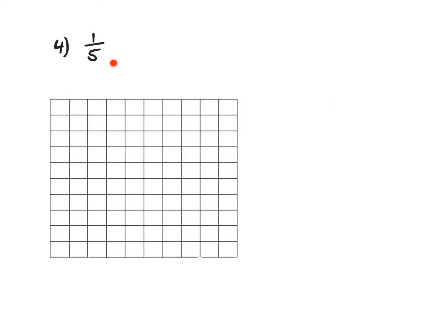Alright, well here's another one for you to do. I want you to convert 1/5 to a percentage. Remember what we did, making 1/5 an equivalent fraction with a denominator of 100. Alright, put the video on pause, come back when you're ready, see if you've got it right.